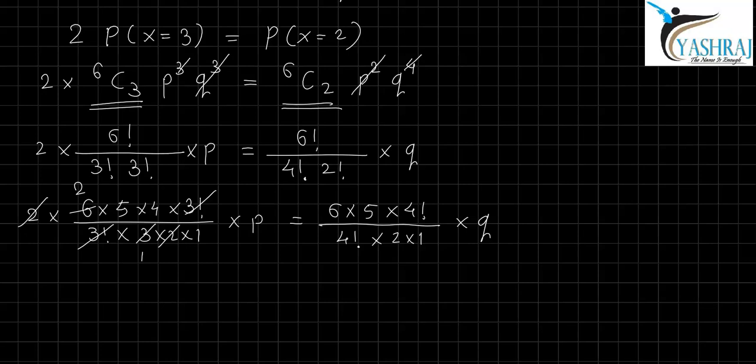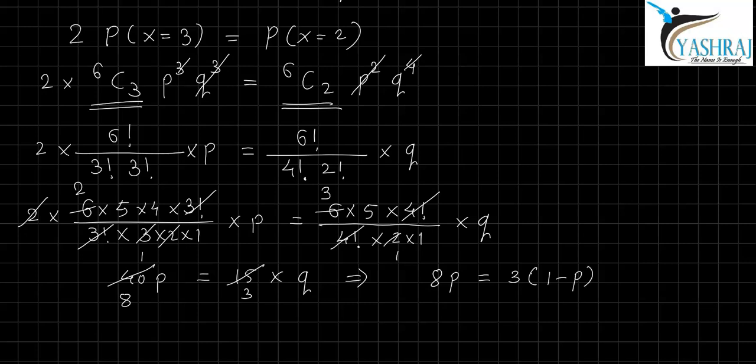So we might remain over LHS, 5 twos are 10, 4s are 40p, equals to, we have 4 factorial getting cancelled, 2 ones are 2, 2 threes are 6. Now 5 threes are 15 times we have q. Now try to convert that q in terms of p. And as everyone knows, 5 threes are 15 and 5 eights are 40. So we might get 8p equals to 3, q is nothing but 1 minus p.